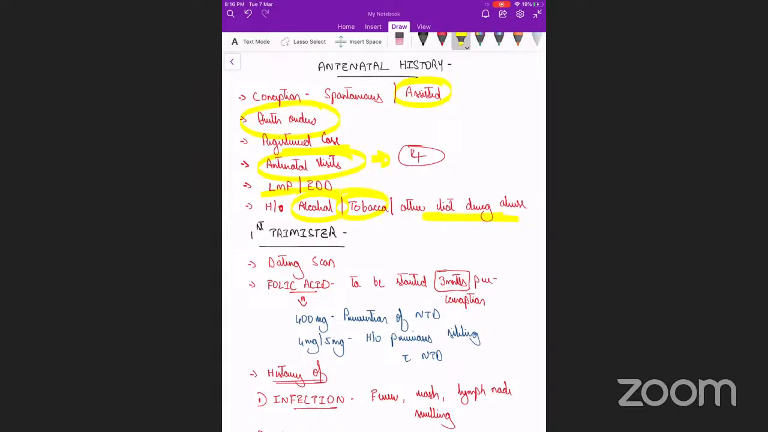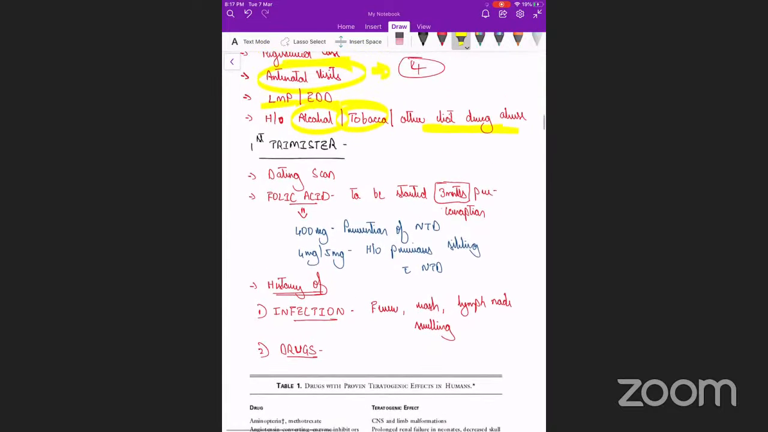Alcohol, the baby might have fetal alcohol syndrome. Correct? So if there is any other illicit drug abuse, fine. Coming to the first trimester history.